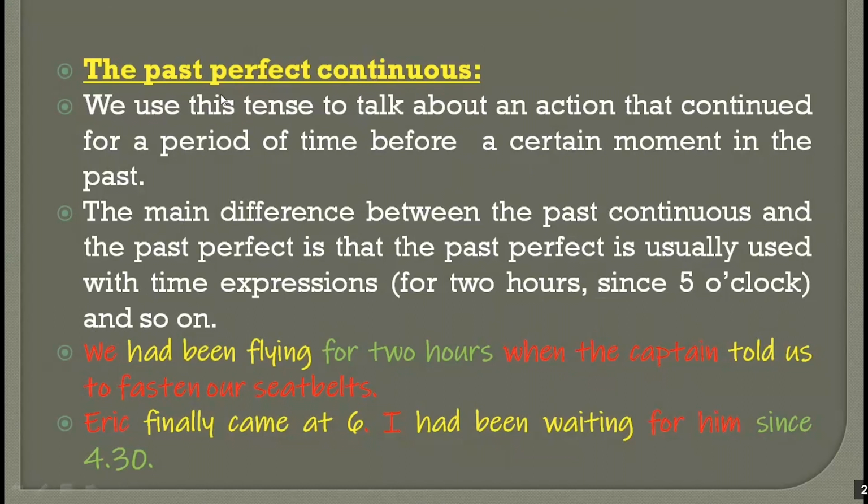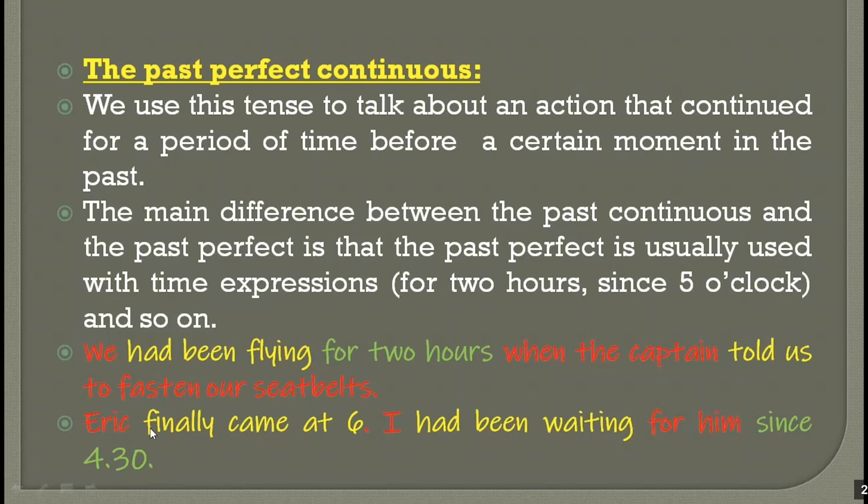We had been flying, that's the past perfect continuous. We had been flying for 2 hours when the captain told us to fasten our seat belts. So we use the past perfect continuous because we have the expression for 2 hours. If you don't have for 2 hours, you can easily use the past continuous. You can say we were flying when the captain told us to fasten our seat belts. But because you have for 2 hours, then you should use the past perfect continuous.